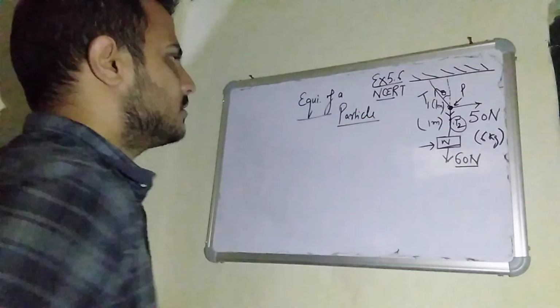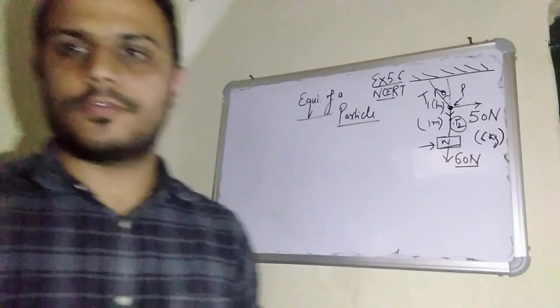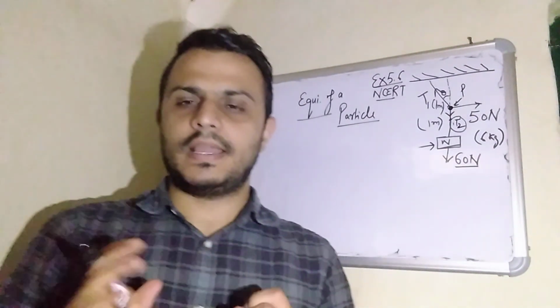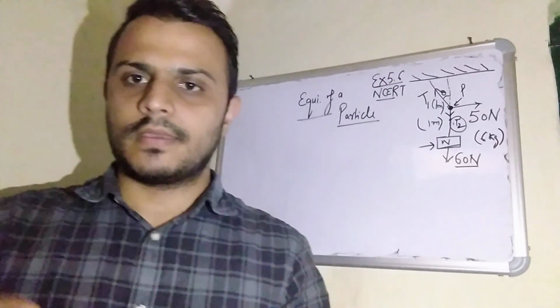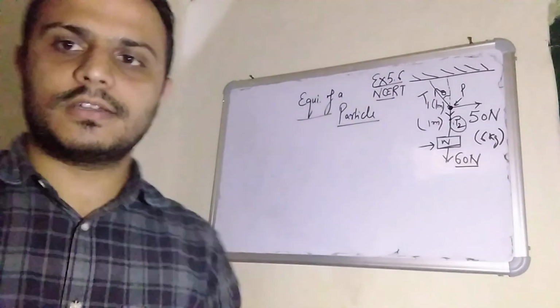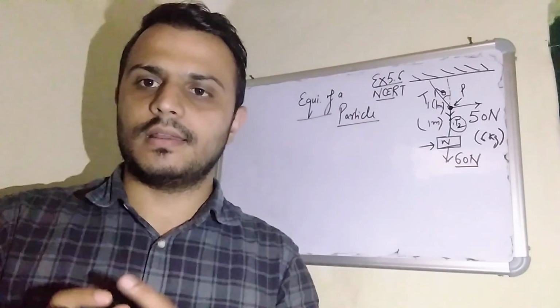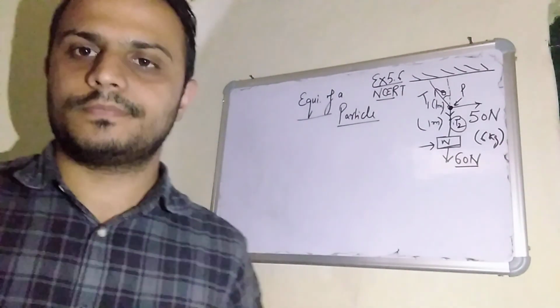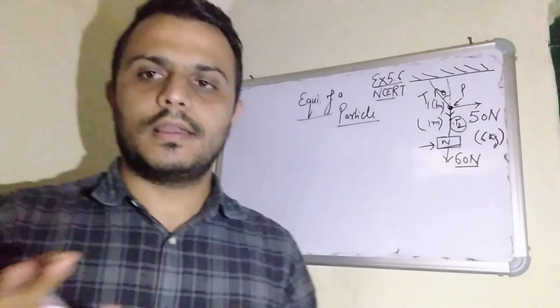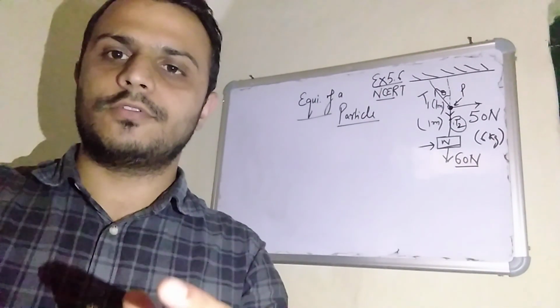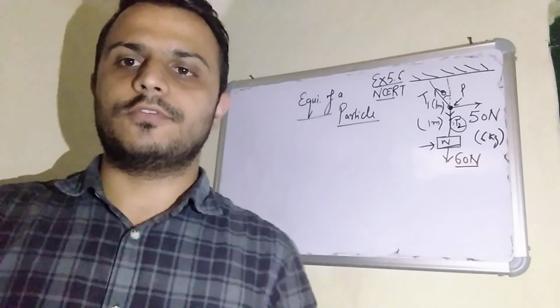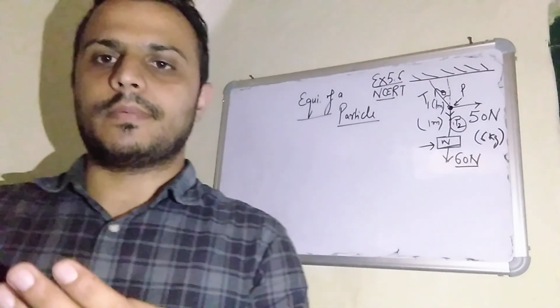First we have to understand what is the meaning of equilibrium of a particle. Any system or any particle is said to be in equilibrium when the net external forces acting on that particle are equal to 0.